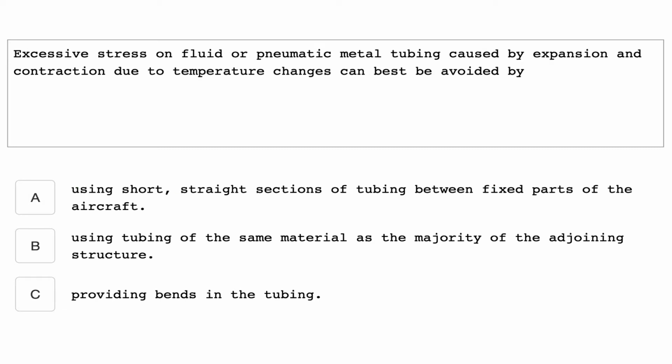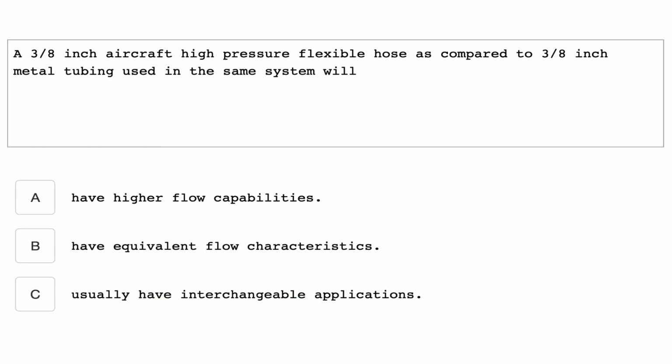Excessive stress on fluid or pneumatic metal tubing caused by expansion and contraction due to temperature changes can best be avoided by providing bends in the tubing. A 3/8 inch aircraft high pressure flexible hose as compared to 3/8 inch metal tubing used in the same system will have equivalent flow characteristics.